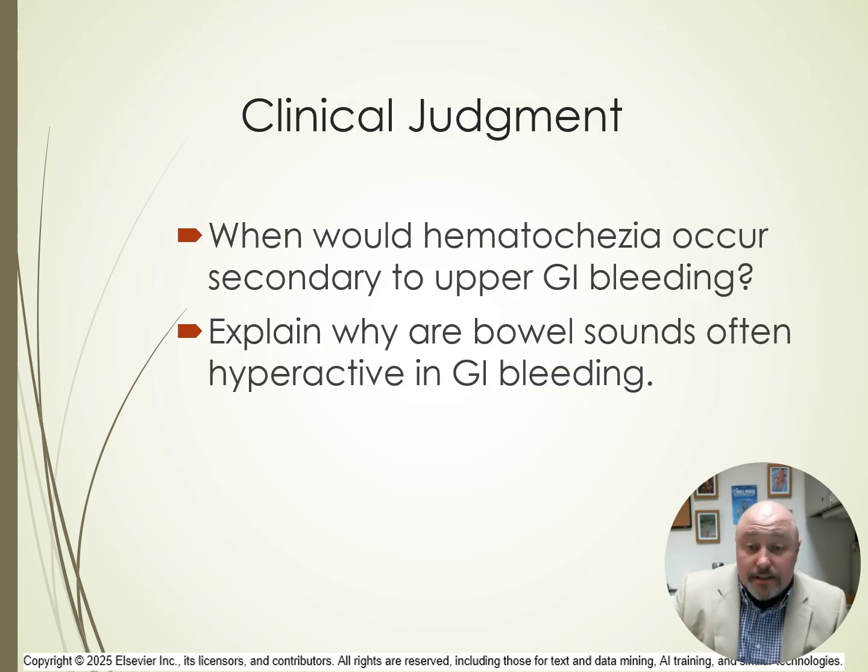When would hematochezia occur secondary to upper GI bleeding? And explain why bowel sounds are often hyperactive in GI bleeding. The bright red or maroon blood is usually a sign of a lower GI source of bleeding, but can be seen when upper GI bleeding is massive. The bowel sounds may be hyperactive as the active bleeding is passed quickly through the GI tract.